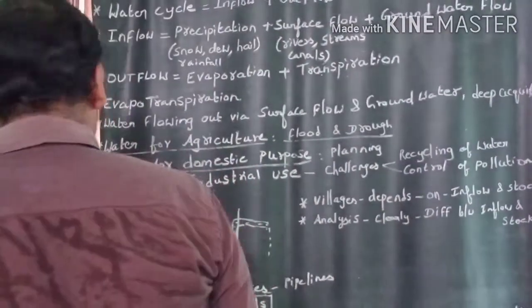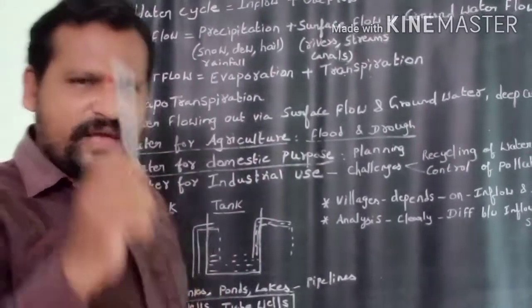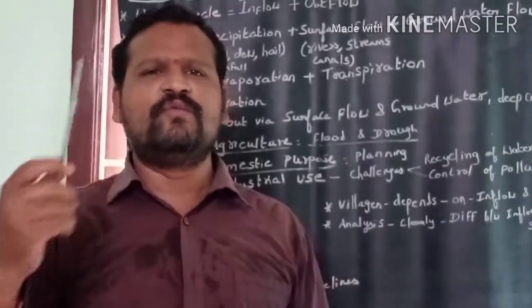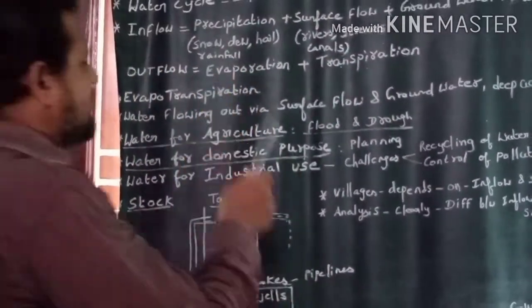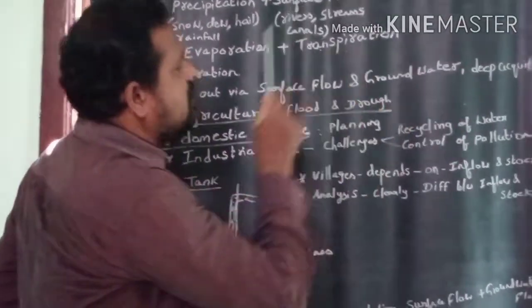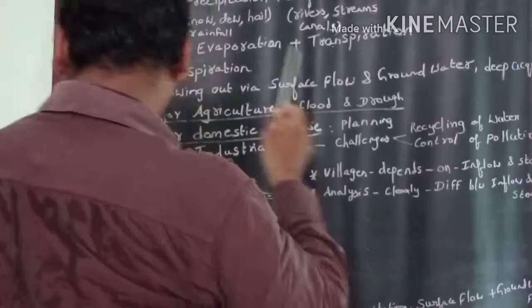Okay, children, now we'll discuss. Here, in an area, you assume the area is nothing but a village or a city or a town. The area gets water from surface flow and groundwater. Let me discuss now.